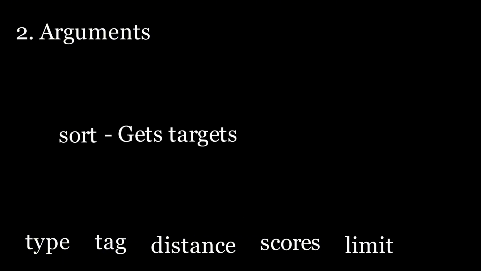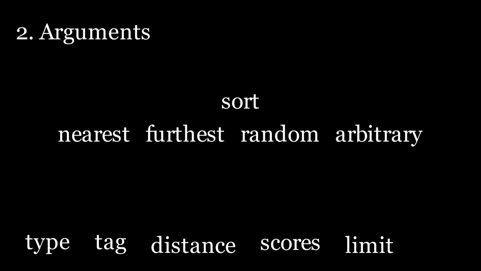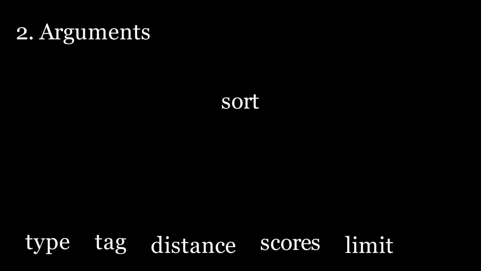Sort gets targets in a specific order. There are 4 ways to sort, those being nearest, furthest, random, and arbitrary. Nearest and furthest sort from the nearest or furthest targets in order from the command executor respectively. Random sorts randomly, surprise, and arbitrary does not sort.